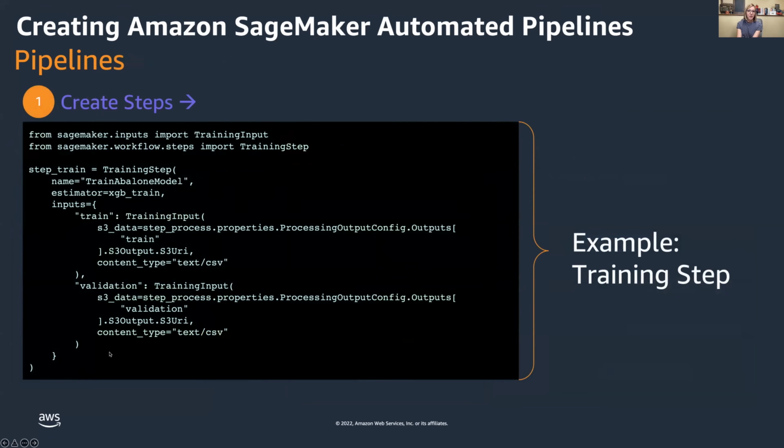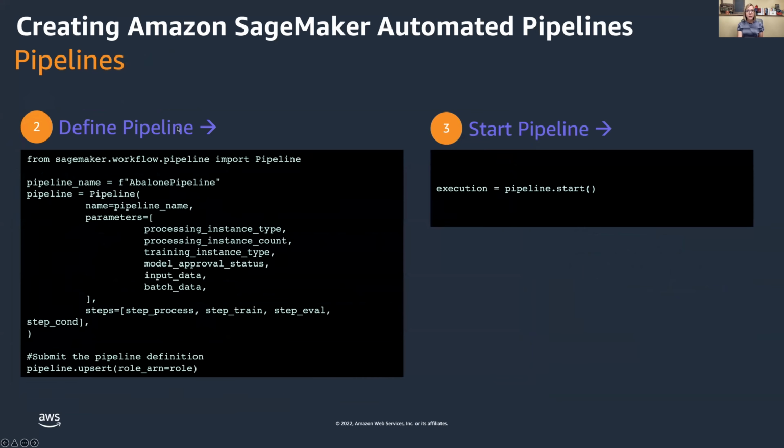So this is a little code snippet of what it looks like when we define our training step. You can see in here that we have given it a name. We're telling it the estimator to use. And most importantly, we're specifying where our training data set is, as well as our validation step. So this is a simple training step that you can define in the code.